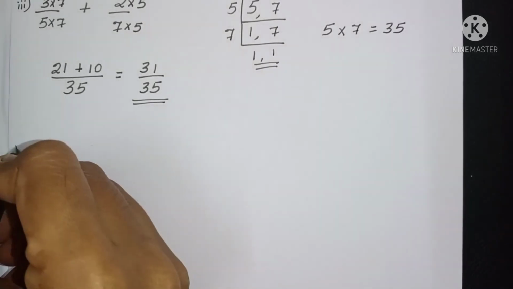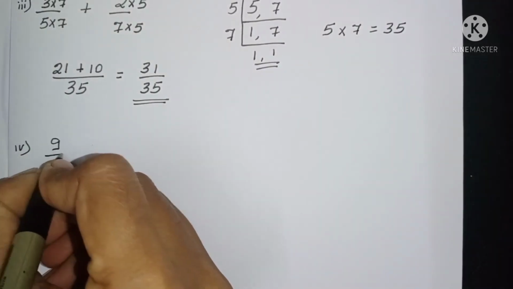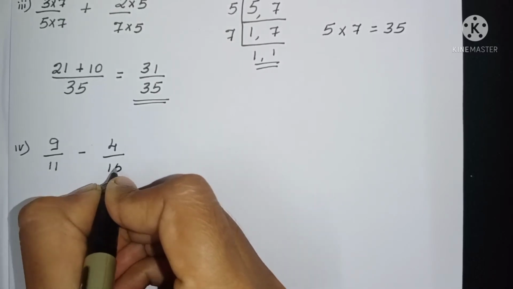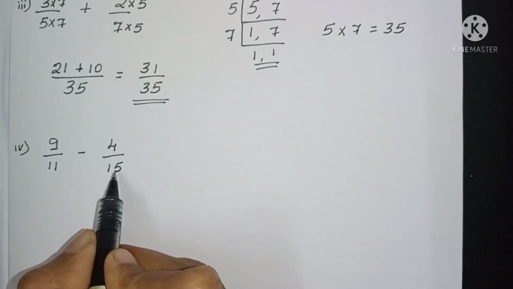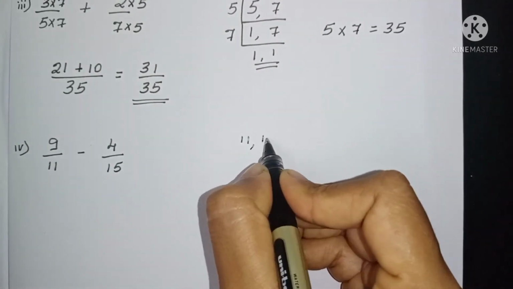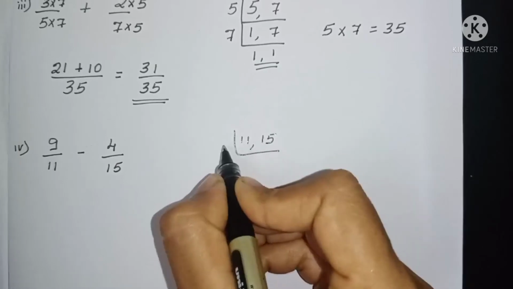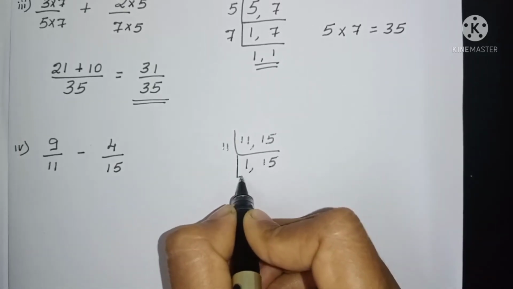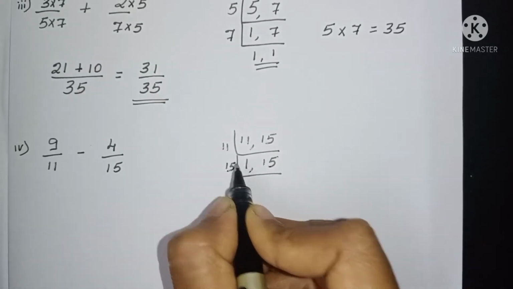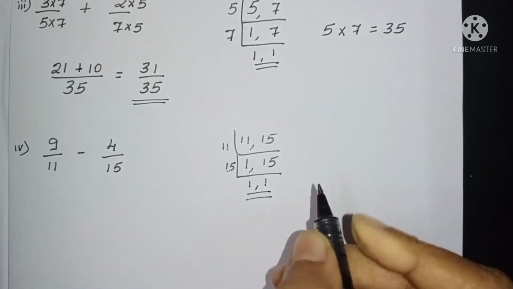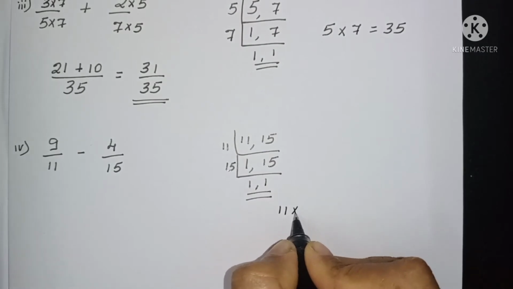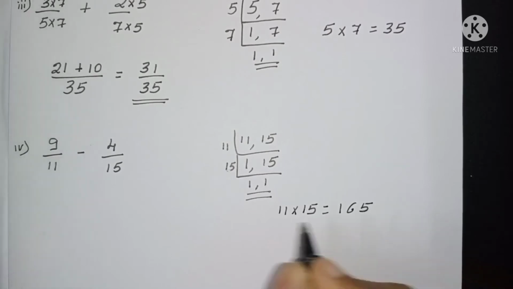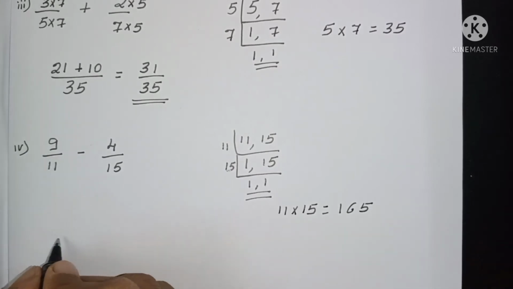Next, fourth question. 9 by 11 minus 4 by 15. We have to take the LCM of these two numbers, 11 and 15. When you divide, 11 ones are 11 and 15 as it is, again by 15, 15 ones are 15. When you multiply 11 into 15, we will get 165.